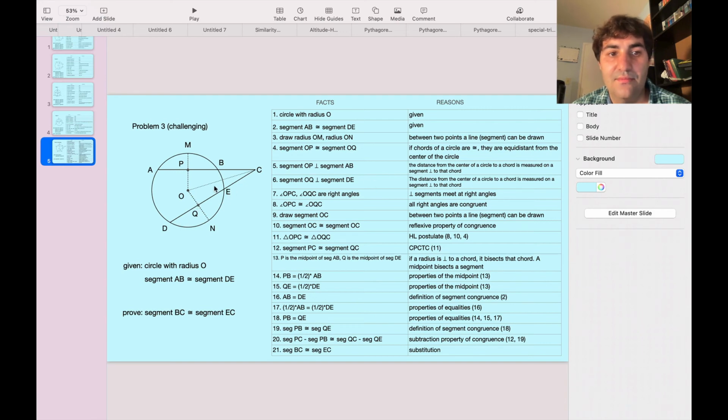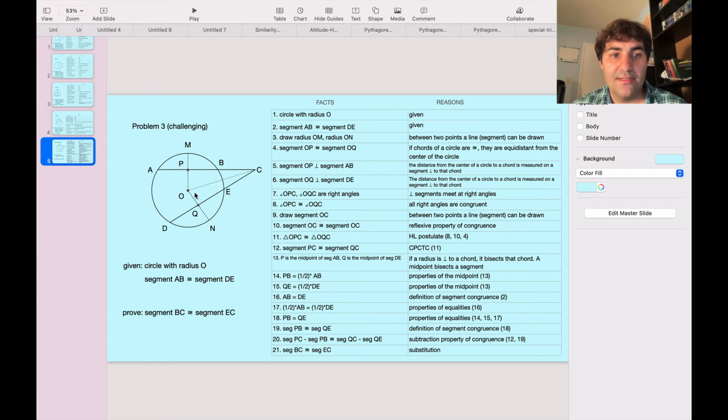We know that segment OP is perpendicular to segment AB and segment OQ is perpendicular to segment DE. Why? Because the distance from the center of a circle to a chord is measured on a segment that's perpendicular to the chord, right? So this is the segment that's perpendicular to a chord, and the same with OQ. It's perpendicular to the chord DE. We know that angle OPC and angle OQC are right angles because perpendicular segments meet at right angles, and all right angles are congruent, so angle OPC is congruent to angle OQC.